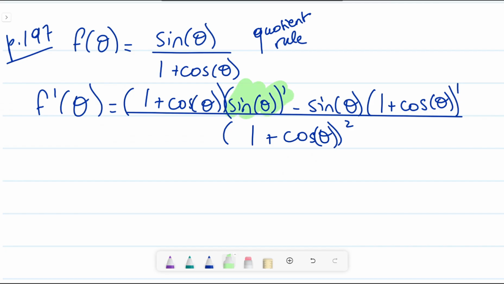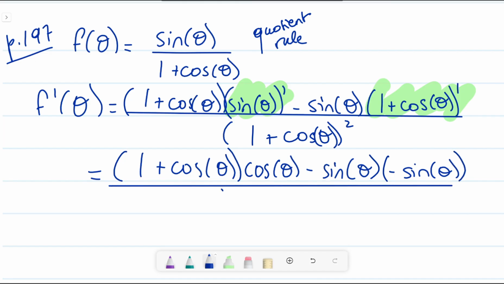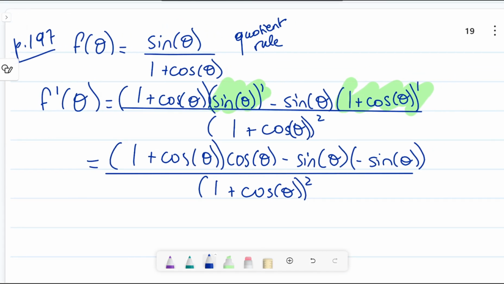So let's compute the missing things here. This is equal to 1 plus cos of theta, times the derivative of sine of theta, which is cos of theta, minus sine of theta times the derivative of 1 plus cos of theta. First we find the derivative of 1, which is a constant, so the derivative is 0. Now the derivative of cos of theta is negative sine of theta. All of this divided by 1 plus cos theta all squared, and this is our answer.